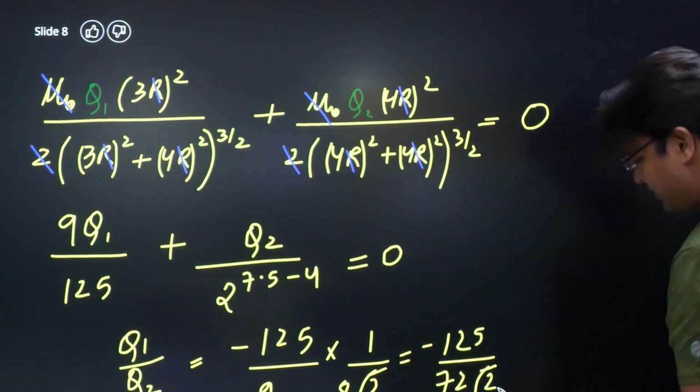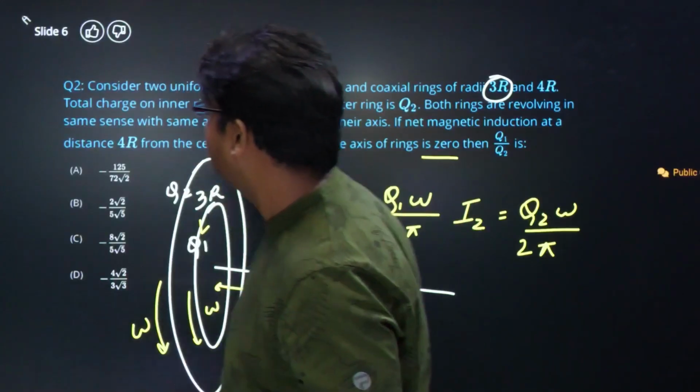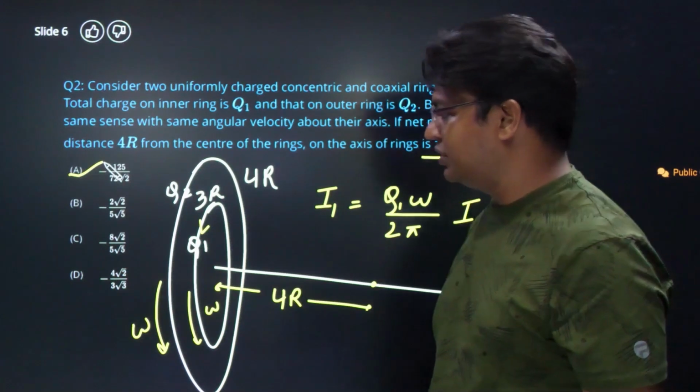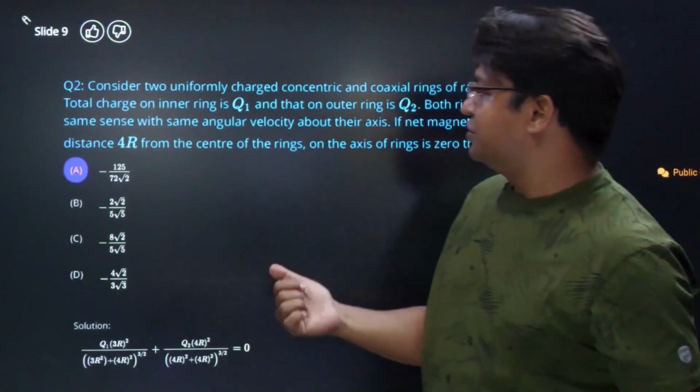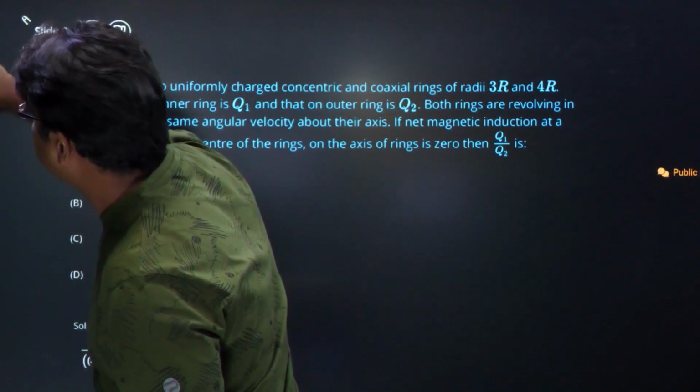Let's see if we have such an option or not. Minus 125 by 72 root 2. Do we have an option like this? Minus 125 by 72 root 2. Option A is there. So that option will be your correct answer. So the correct answer to question number 2 would be option A. Okay, so that is your second question.